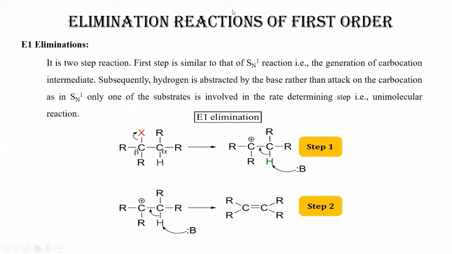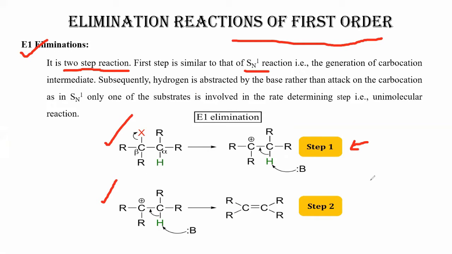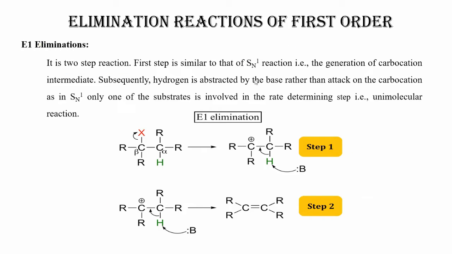Now these are E1 reactions, or elimination reactions of first order. Elimination reactions of first order are basically two-step reactions. Similar to the SN1 reaction, this reaction also occurs in two steps. You can see this is step 1 and this is step 2. Now in the first step what happens, and in the second step what happens, that we will see.